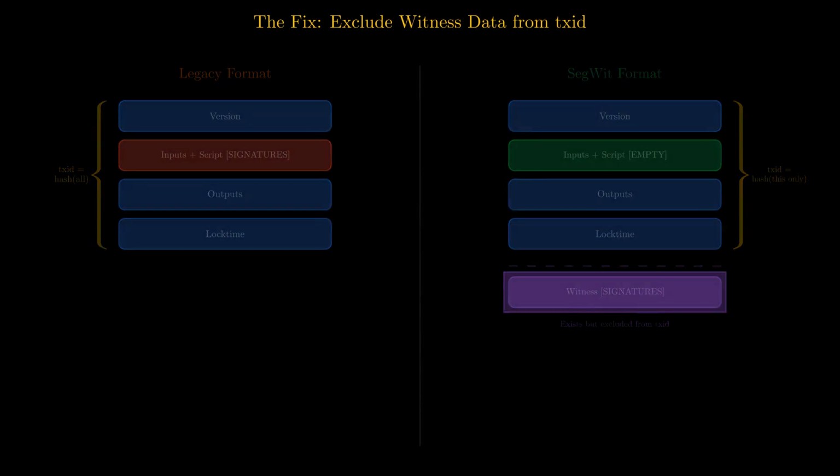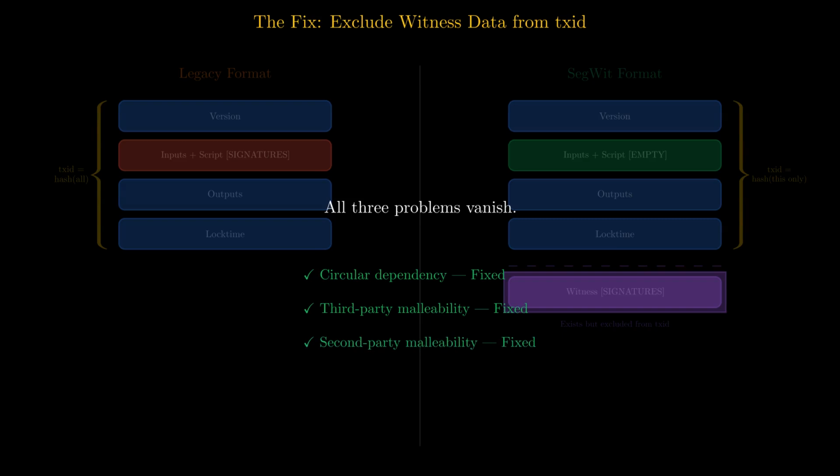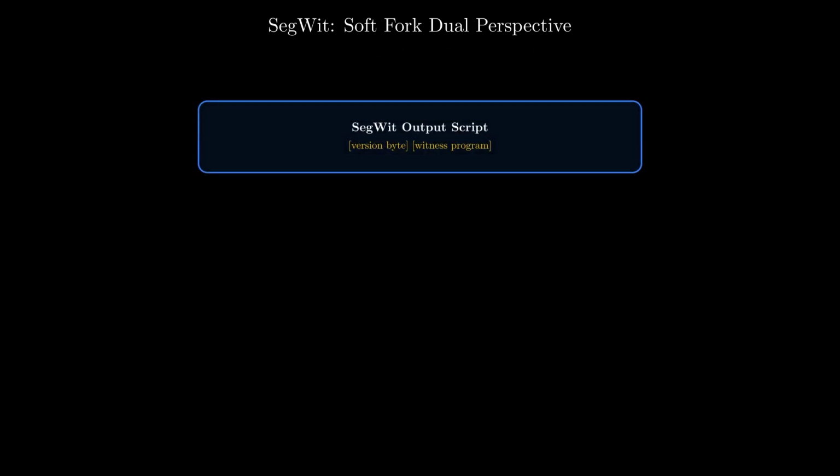And with that one architectural change, all three problems vanish. Circular dependency, fixed. Third-party malleability, fixed. Second-party malleability, fixed. SegWit deployed as a soft fork, a backward compatible consensus rule change that makes rules strictly more restrictive, never less. SegWit outputs use a special template, a version byte followed by a witness program.